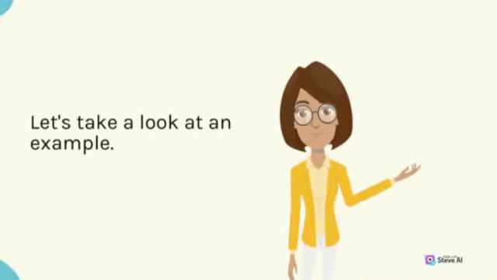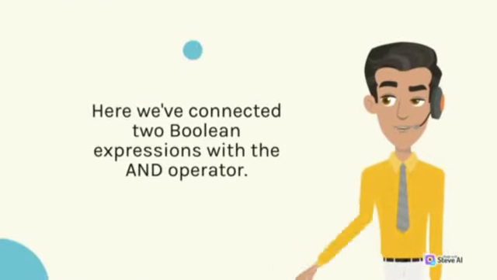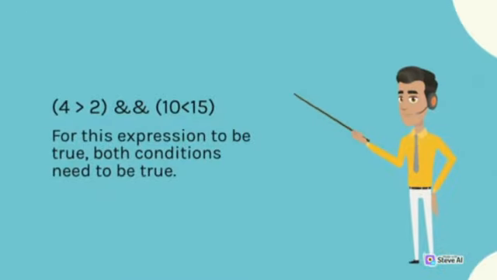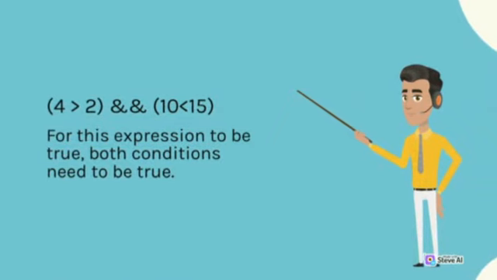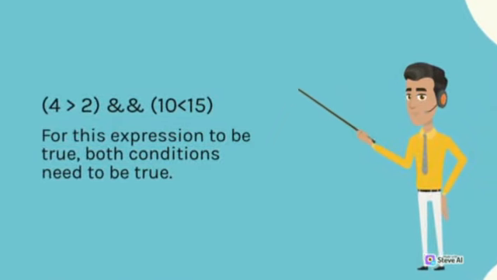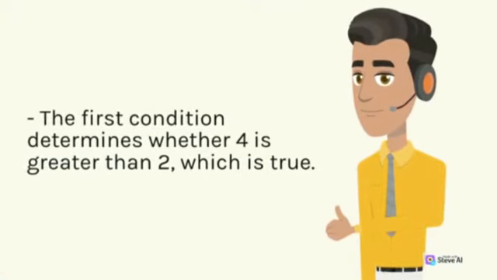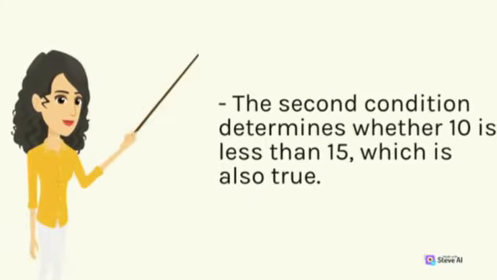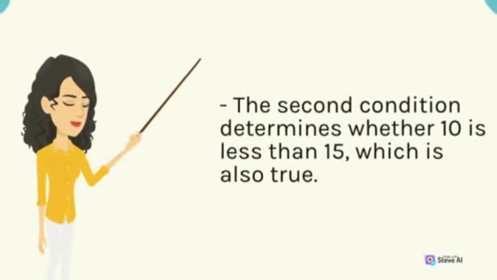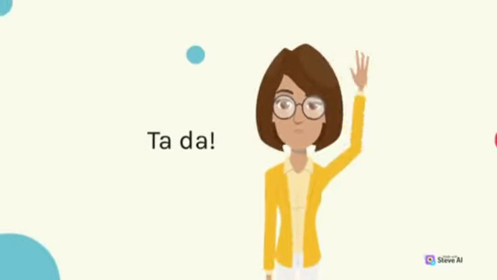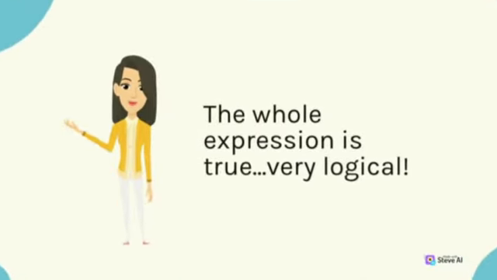Let's take a look at an example. Here we've connected two Boolean expressions with the AND operator: 4 greater than 2, and 10 less than 15. For this expression to be true, both conditions need to be true. The first condition determines whether 4 is greater than 2, which is true. The second condition determines whether 10 is less than 15, which is also true. Ta-da! The whole expression is true, very logical.